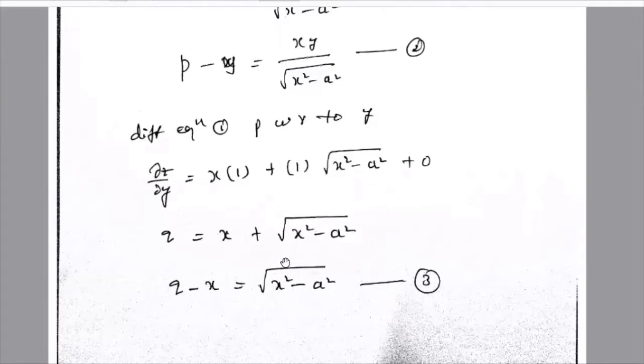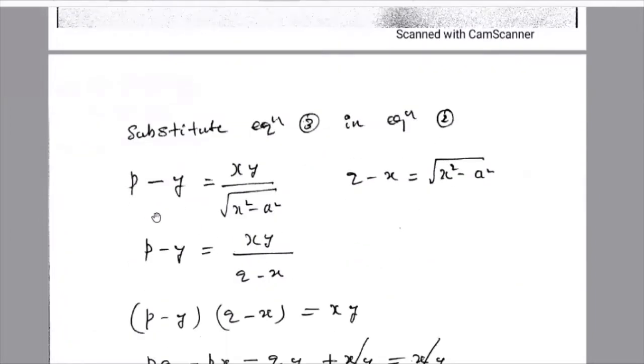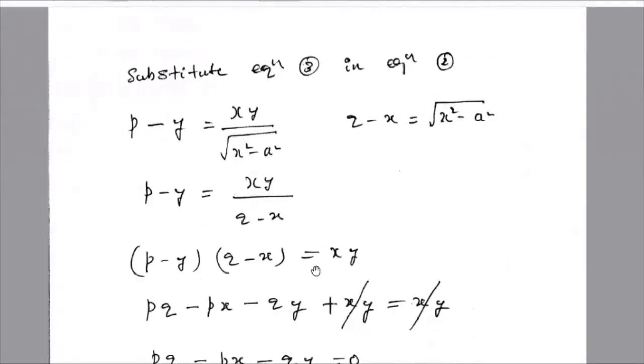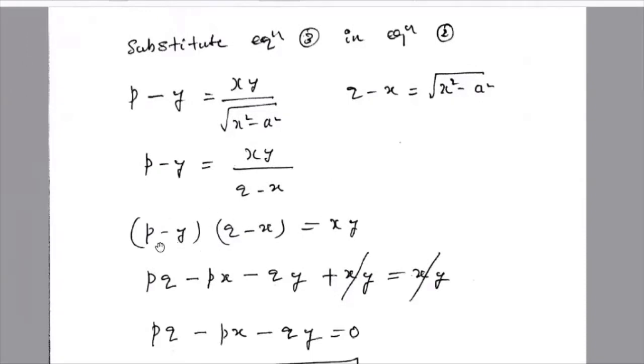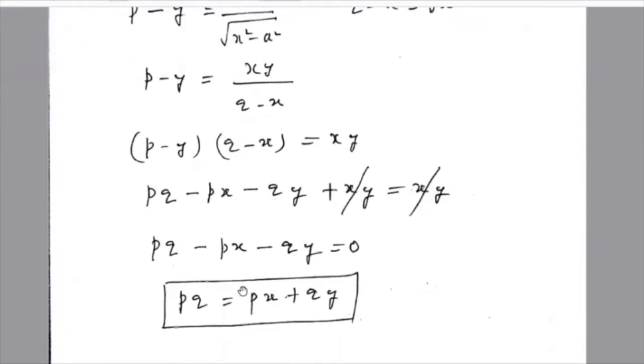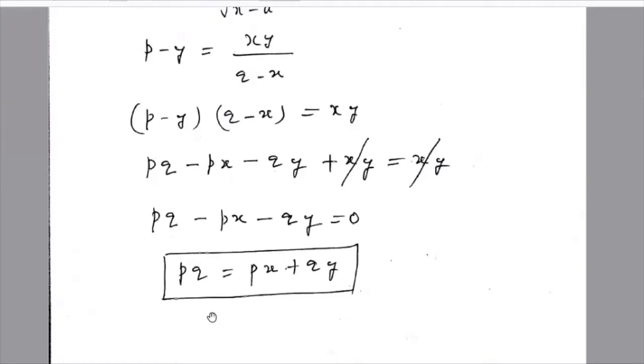Now using these two equations, that is equation 2 and equation 3, we have to eliminate this. That is what we can do. We can substitute the square root of x square minus a square equals q minus x in this equation. That is, you can observe this. P minus y is this, and q minus x is equals to square root of x square minus a square. Just replace it: instead of this, write q minus x, and then cross multiply it. Pq minus px minus qy, minus y into minus x will be plus xy, equals xy. Xy gets cancelled. So what you will get is pq minus px minus qy is equals to 0, or pq is equals to px plus qy.